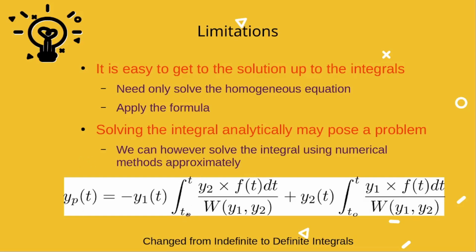So we have the lower bound t naught, which is typically equal to 0, but it can be any t naught, which is the initial condition, and up to t where you want this. So you have to integrate from t naught to t, and then you can plug in t for y1 and y2, and you will be able to get your y_p(t) that way. So keep in mind that if we want to solve the integral arising for that particular solution numerically, we have to convert it from an indefinite integral.